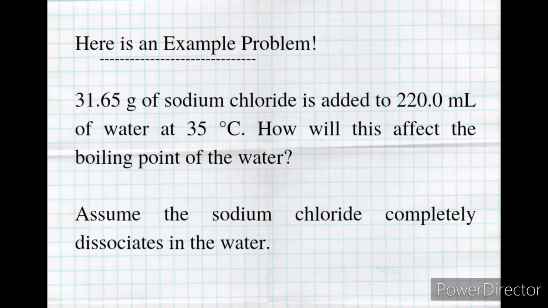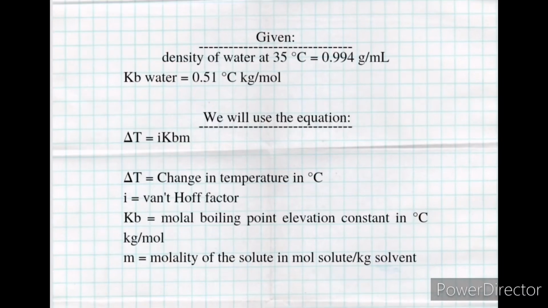Here is an example problem. 31.65 grams of sodium chloride is added to 220 milliliters of water at 35 degrees Celsius. How will this affect the boiling point of the water? Assume that the sodium chloride completely dissociates in the water. The density of the water and the molal boiling point elevation constant is given. So, we will use this equation.